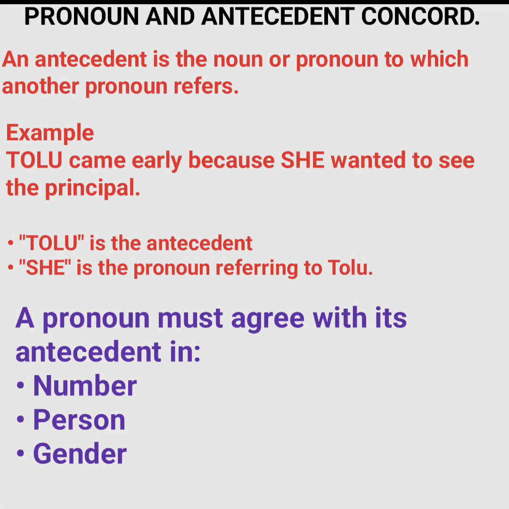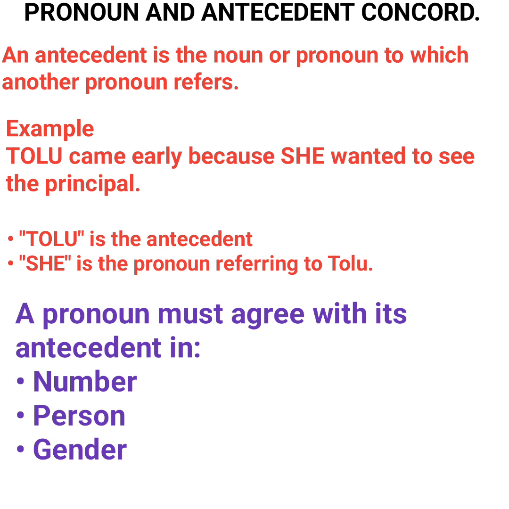Under this rule, we have another rule which is called pronoun and antecedent concord. An antecedent is the noun or pronoun to which another pronoun refers. Example: Tolu came early because she wanted to see the principal. Tolu is the antecedent. Why? Because the pronoun "she" is referring back to Tolu, therefore Tolu is the antecedent.